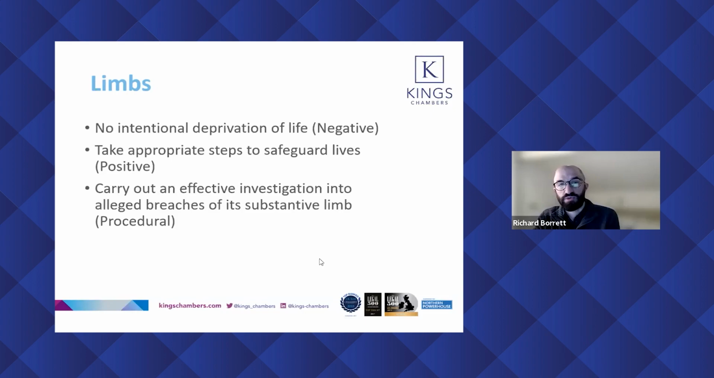The negative limb, so not to take life, is, I would say, engaged where the police are involved in it, where a member of the public is shot, for example. The positive duty to take steps to safeguard lives, and the procedural duty, which is to investigate. I'm not going to talk about the first one today.